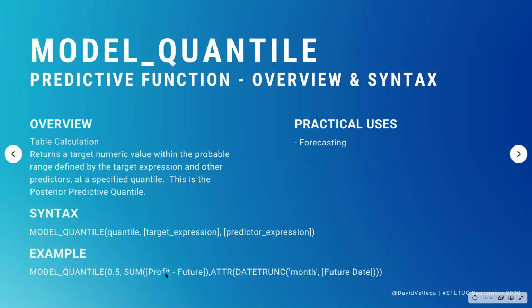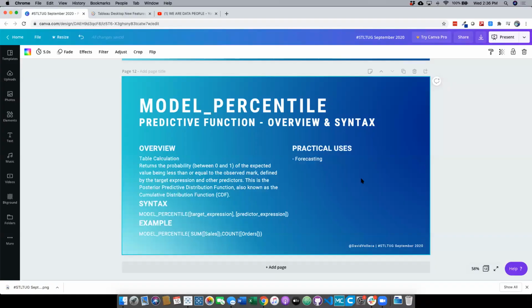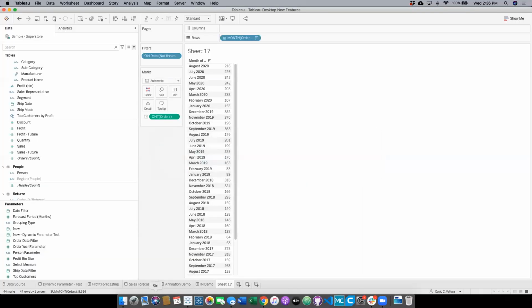So our target expression is the sum of profit. There's already something being done here to call it profit future. And our predictor expression is we want to predict it across future months. So we'll look at that in a minute. And then percentile. This is a probability that the expected value is going to be less or equal to the observed mark. I'm not going to go into this one because I didn't have time to come up with an example. If you're interested, there are some good examples on the web to dive into.